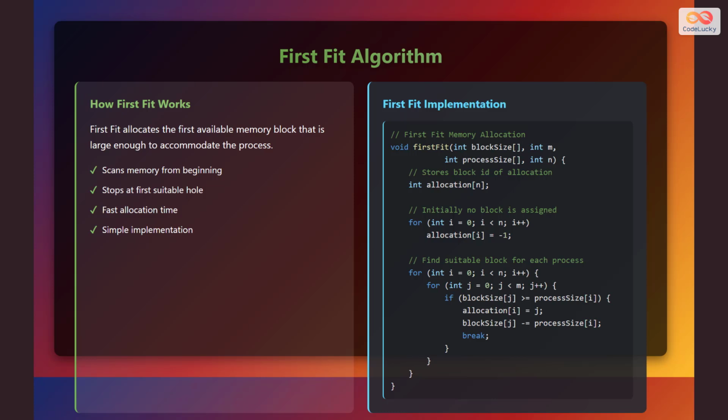Here is the code for the first fit implementation in the C language. In this code, we iterate through the block sizes and process sizes and assign the first suitable block to the process.